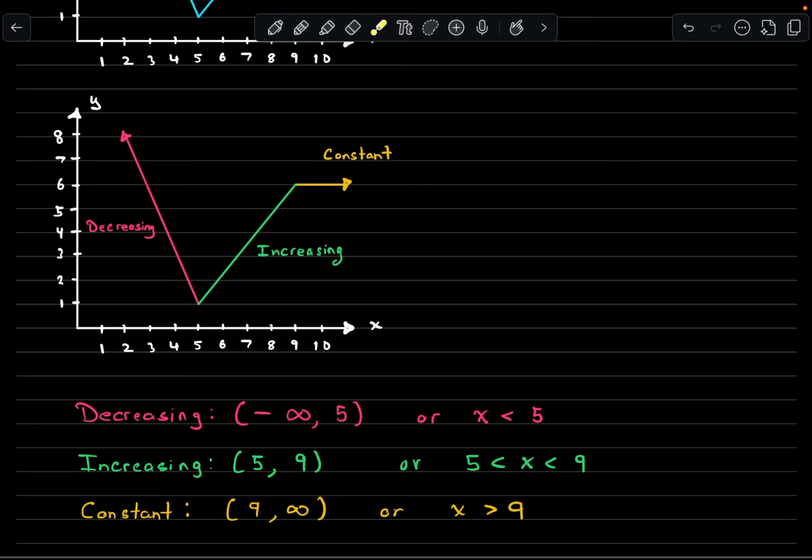All right, so this was a quick look at functions. I hope this helped lay some groundwork that we're going to build on for our future lectures.